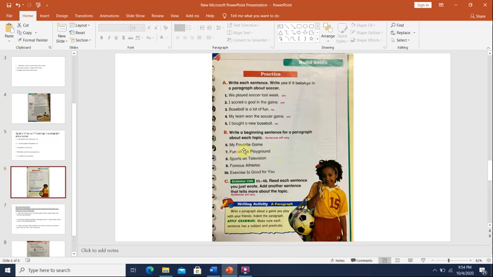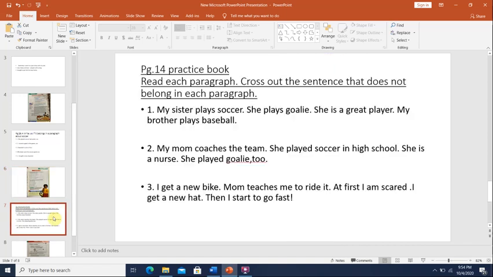Like for example, my favorite game. Because remember, it says good writers usually begin their paragraph with a sentence that is interesting, so people would want to read it. Okay? But here the sentences will be different. If you go to your practice book, page 14, it says read each paragraph and cross out the sentence that does not belong to the paragraph.